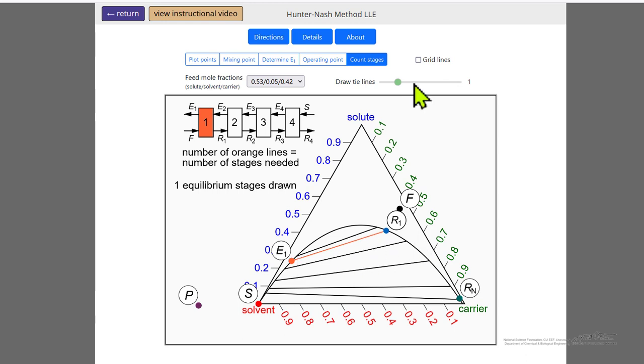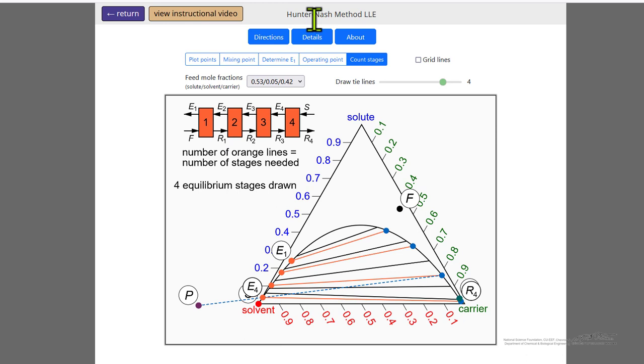And then if I step through the next step, again, tie lines indicate phase equilibrium, and this diagram explains what R2 and E2 correspond to, right? So they're leaving stage 2, and E2 and R2 are in equilibrium, and we can step along until we determine the number of stages required for the desired separation.